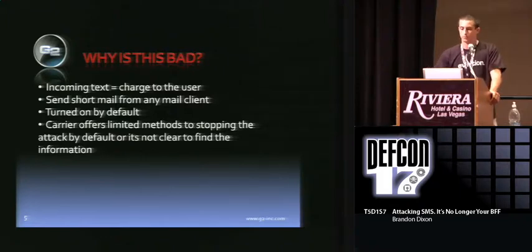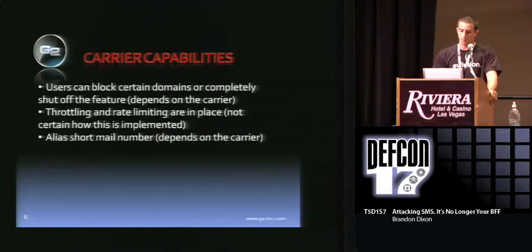So that's some of the stuff they offer by default, and the other information is just not clear. I actually got to talk with some of the carriers, and they told me certain things. Yeah, we do have this available, but the information to actually find that readily available to the user was fairly difficult. It was kind of obfuscated within all the other things that they offer.